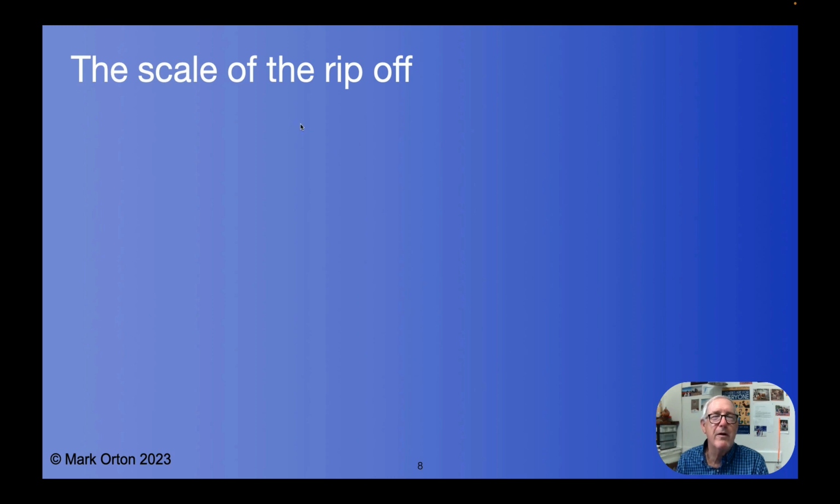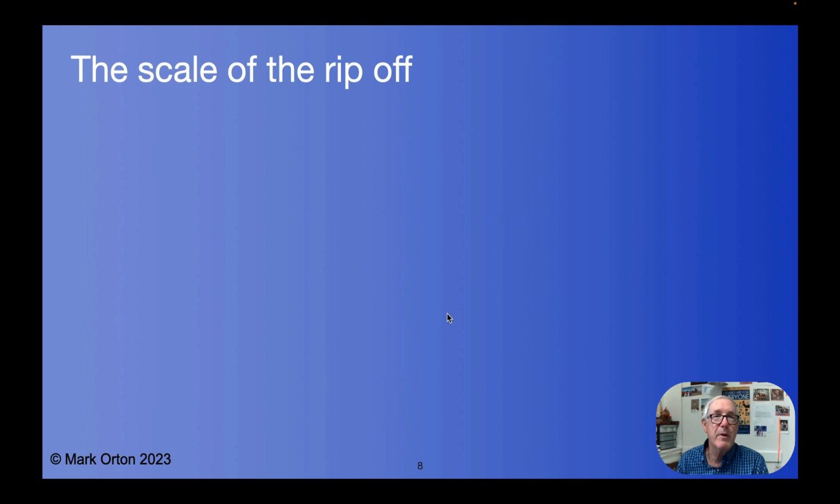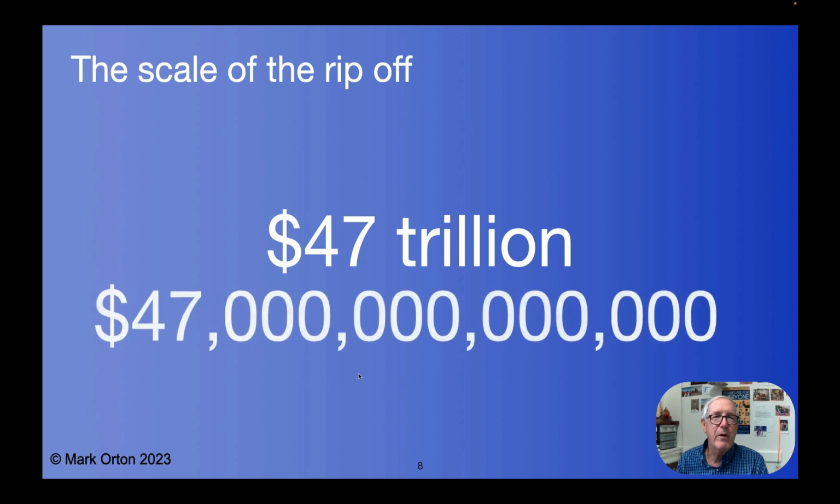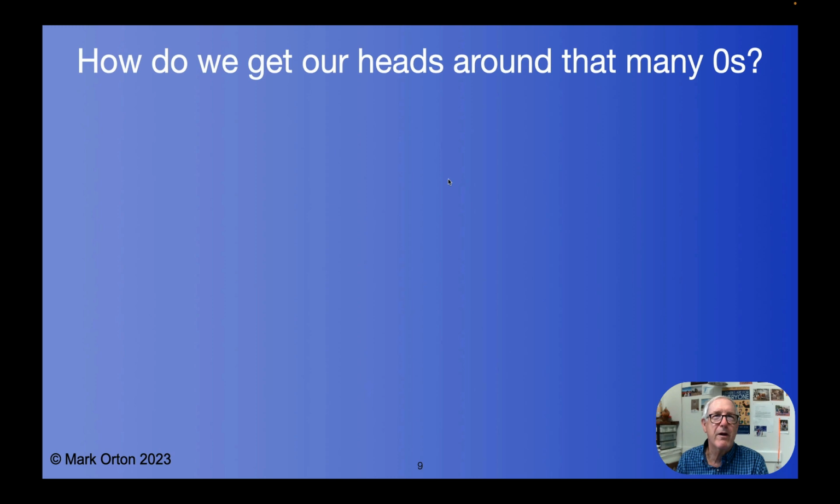It's one thing to look at individual numbers, but how much is it when you add it up over that time period from 1979 to 2019, which is 40 years? Let's add up all of the income that would have been in the hands of the bottom 90% of the population if the 1948 to 1979 trend had continued. And it's really a very big number. It's $47 trillion, which is 47 followed by 12 zeros. So this is really hard to get your head around. I mean, what do we do with all those zeros?